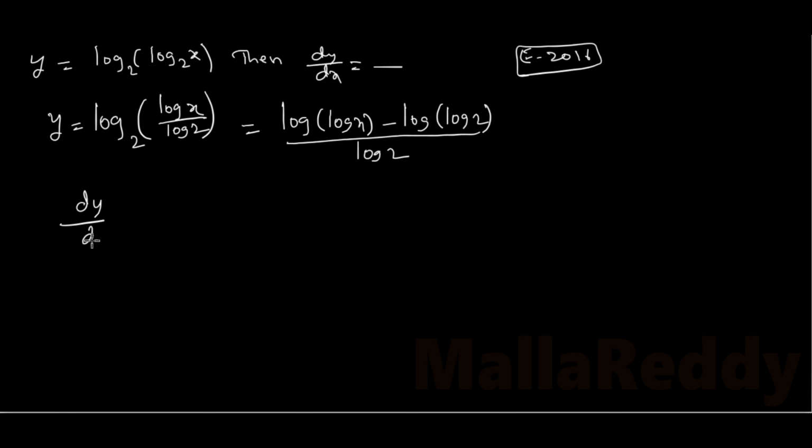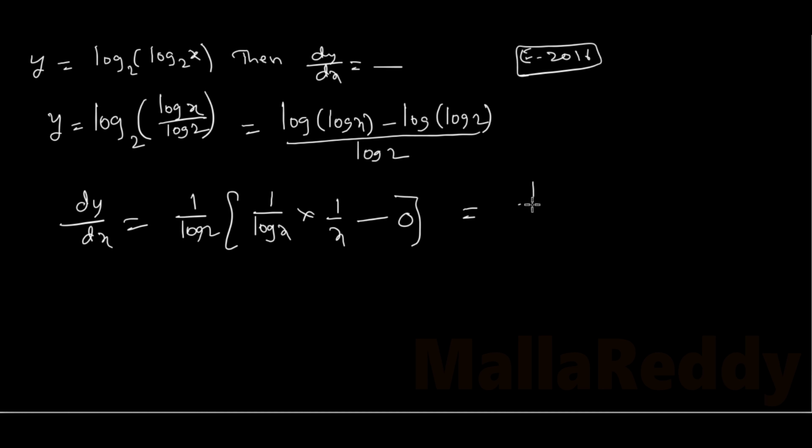Take differentiation on both sides. That is derivative of y is dy by dx, that is equal to 1 by log 2 constant, log of log x derivative, that is 1 by log x into log x derivative 1 by x. Log of log 2, that is constant, derivative is 0. That is equal to 1 by x into log 2 into log x. This is the answer.